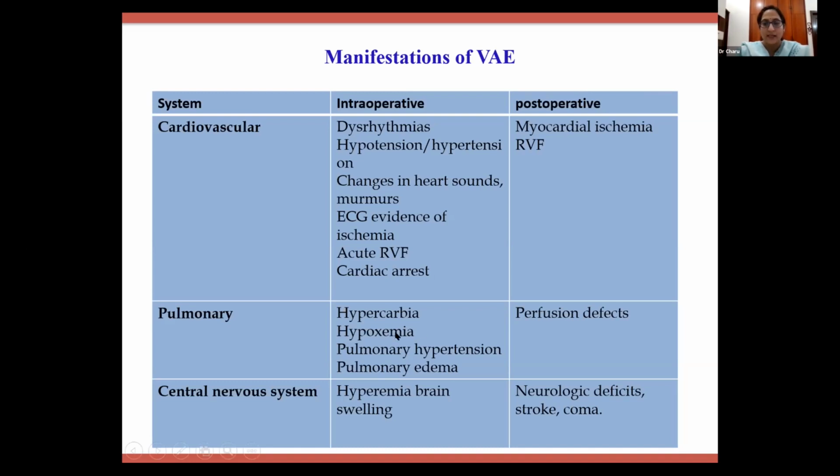Hypoxemia is usually a later sign. There will be development of pulmonary hypertension, and in extreme cases, pulmonary edema might occur. In the cardiovascular system, there can be hypotension or hypertension, dysrhythmias, and changes in the heart sounds. We will be able to hear a mill-wheel murmur if a Doppler is in place. There may be ECG evidence of ischemia. In the central nervous system, there might be hyperemia and brain swelling.